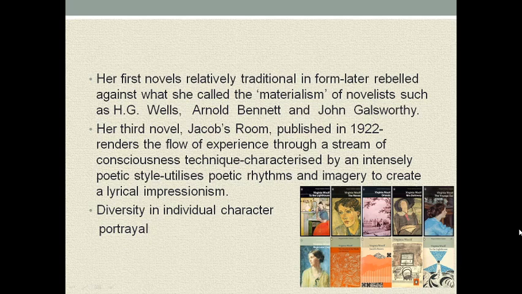Virginia Woolf's first novels were relatively traditional in form, but later she rebelled against what she called the materialism of novelists such as H.G. Wells, Arnold Bennett, and John Galsworthy. So she rebelled against the techniques used by 19th century novelists. Her characteristic method appears in her third novel, Jacob's Room, published in 1922, and here she renders the flow of experience through a stream of consciousness technique.